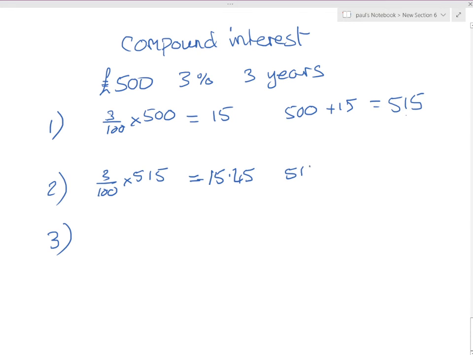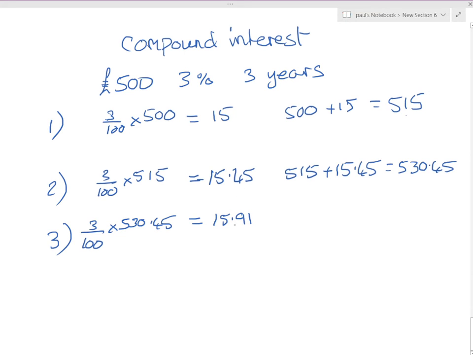So now we do 515 plus 15.45, which is £530.45. Then we go down here for the third year's calculation, 3 divided by 100 times £530.45, which gives 15.91. See, we get more and more interest as the years go by.